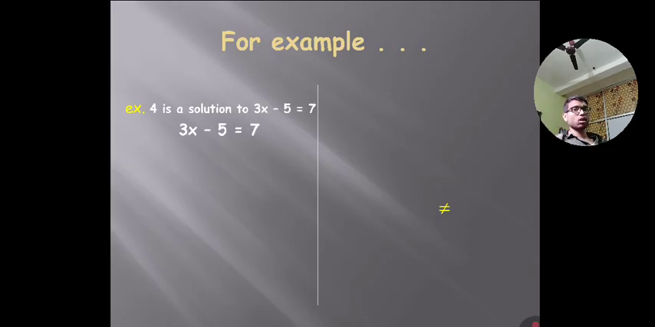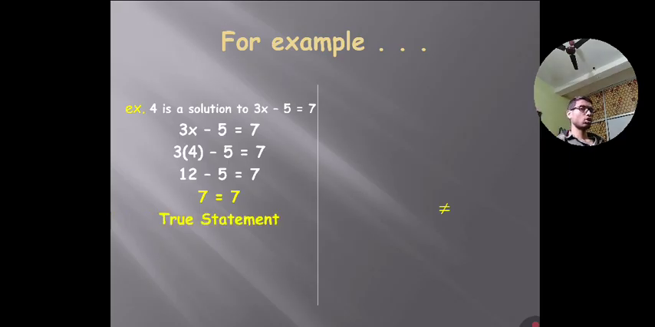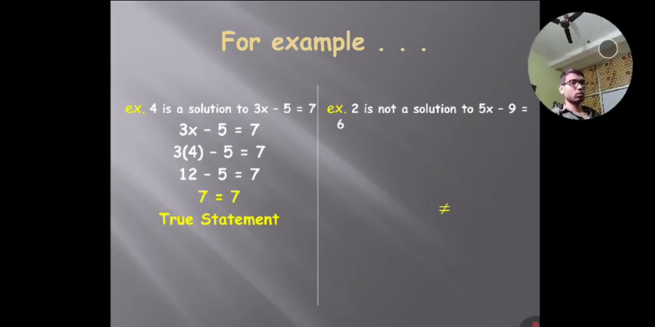3x minus 5 is equal to 5. After simplifying both sides, we will get a solution. Here we are putting 4 in place of the variable. After substituting the value of 4 in this given equation, if you get both sides equal, then you can say 4 is a solution to this equation. Yes, you will get both equal. True statement.